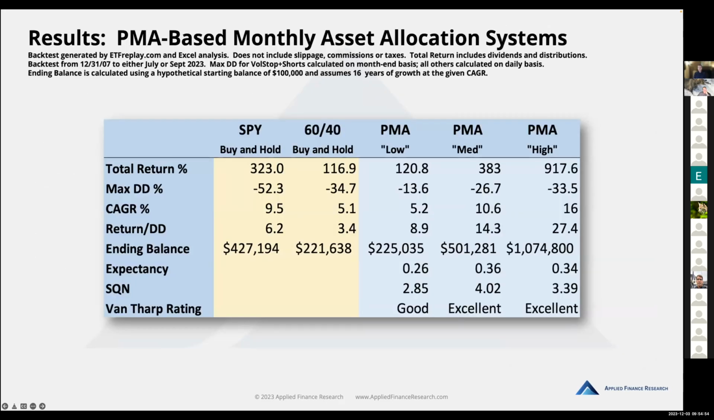So what kind of results can we generate with the concept of moving averages? We're looking at backtest data for 3 PMA systems. On the right in blue, the first column labeled PMA low is a system I built for the objective of conservative growth with lower drawdowns, with the goal of outperforming the 60-40 buy and hold approach. The third column labeled PMA high is a system I built for the objective of aggressive growth where higher drawdowns are okay. And the column labeled PMA medium I built for the objective of medium growth, medium drawdowns.